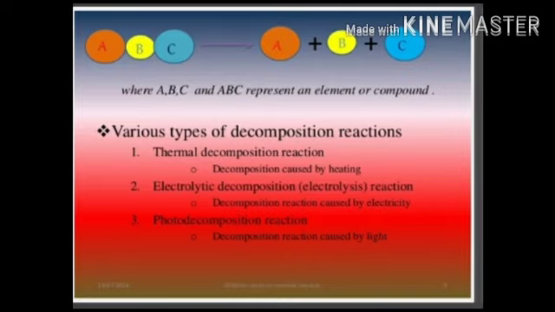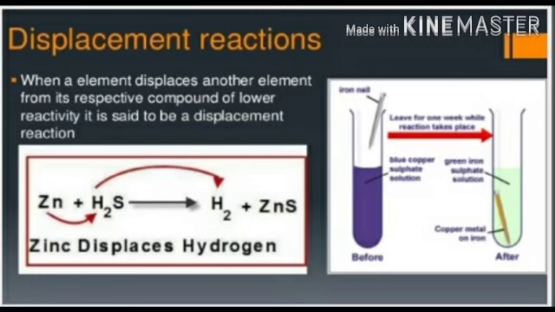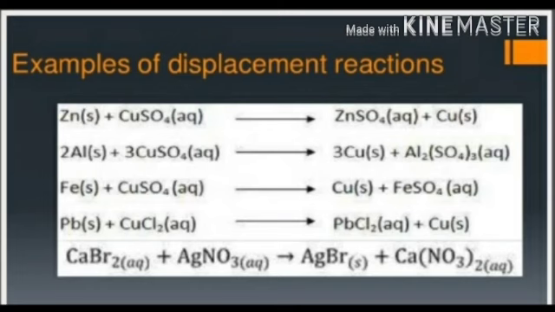Let us revise the next reaction, that is displacement reaction. When an element displaces another element from its compound of lower reactivity, it is called a displacement reaction. Here an example of zinc reacting with hydrogen sulfide to form hydrogen and zinc sulfide is given. See that zinc ions and hydrogen ions are displacing each other. Let us see some more examples of displacement reaction.